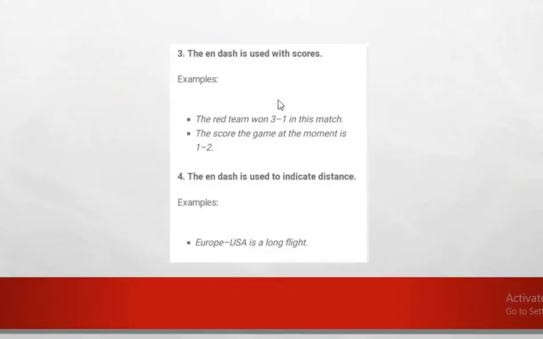Other examples. The en dash is used with scores. The red team won 3-1 in this match. The score in the game at the moment is 1-2. The en dash is used to indicate distance. Europe-USA is a long flight.